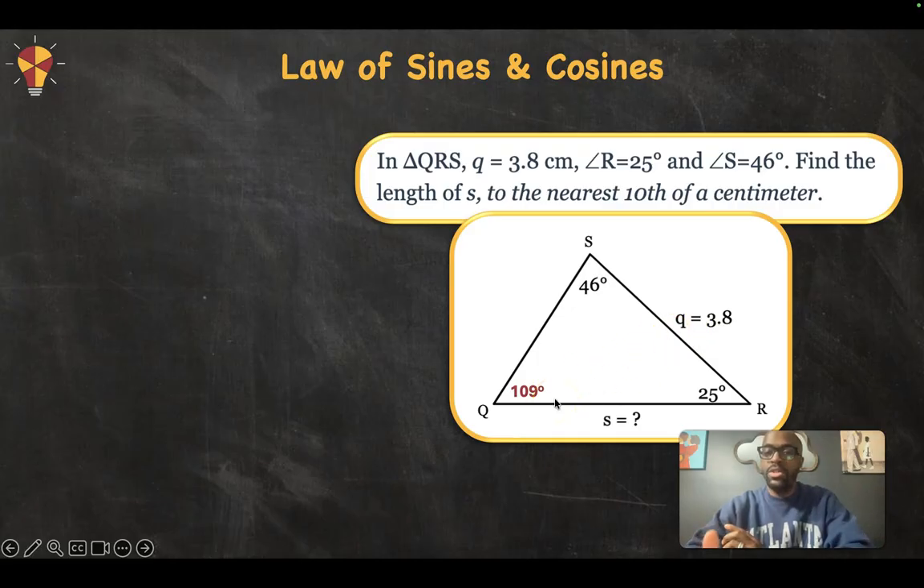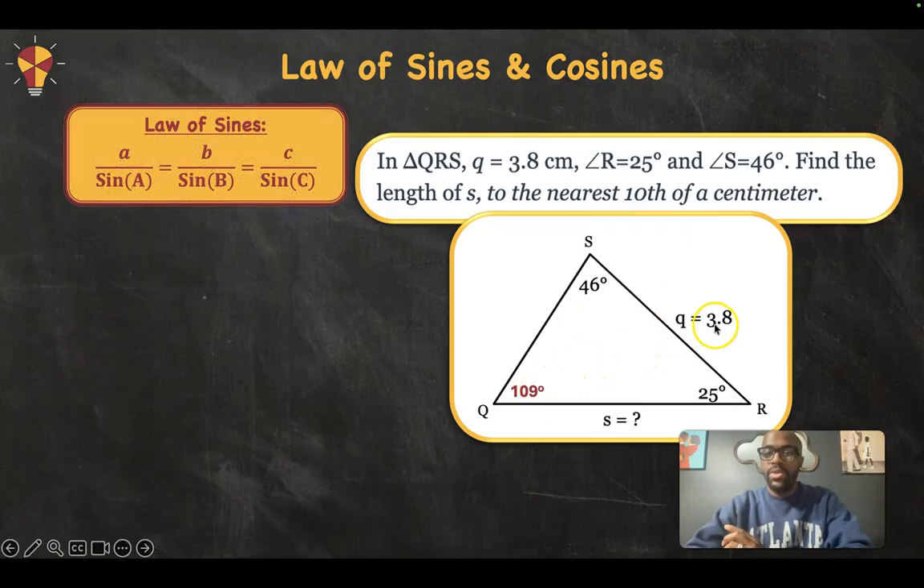For law of sines, you should only have one missing value. All right, so if we look at the law of sines, we've got 3.8, which is our side. That goes at the top, over the corresponding angle, which is 109. So that should be sine 109 at the bottom. Now we're going to set that equal to, what are we looking for? We're looking for side S here. So we put S at the top, that's the side we're looking for, over sine of 46.